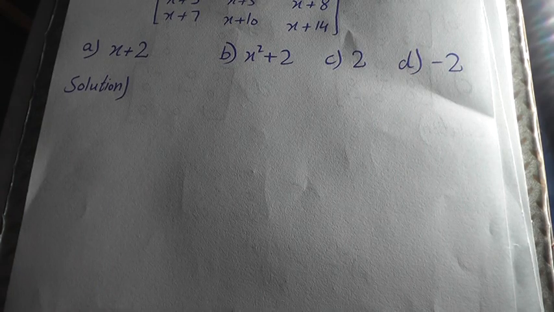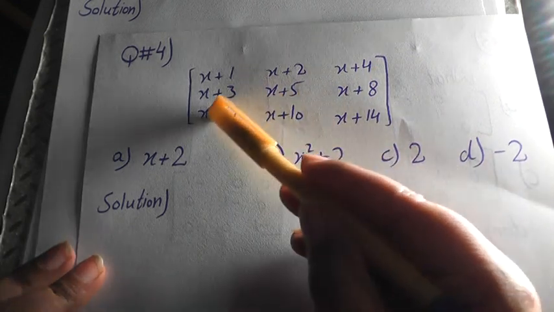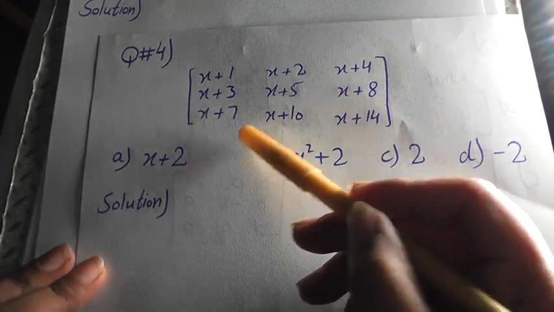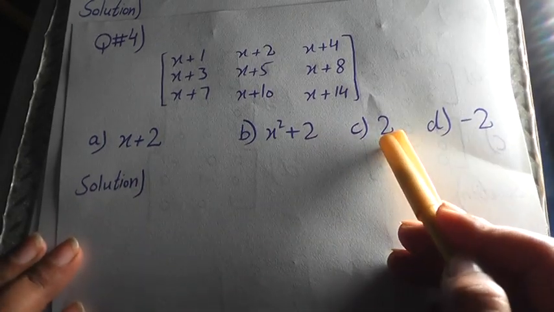Let's try another question. The matrix is x plus 1, x plus 2, x plus 4, x plus 3, x plus 5, x plus 8, and x plus 7, x plus 10, and x plus 14. Options are x plus 2, (x plus 2) squared, 2 and -2.